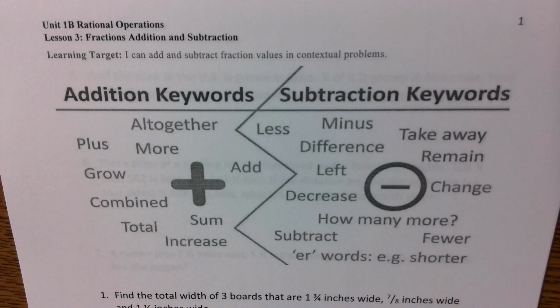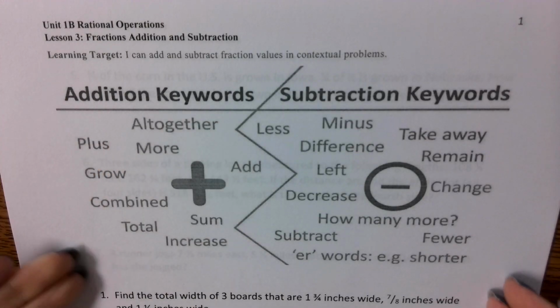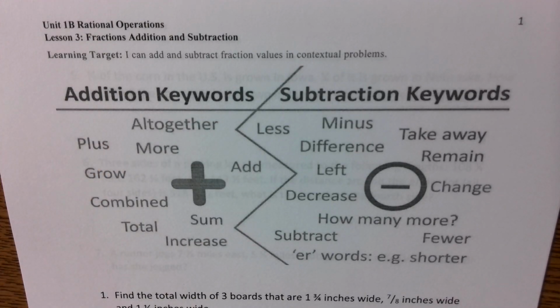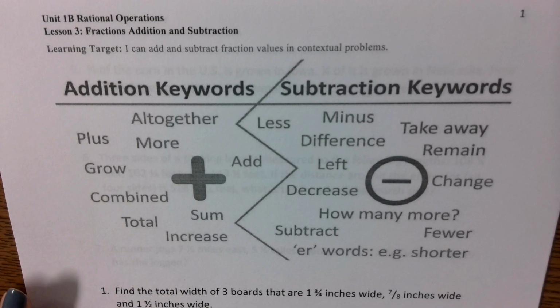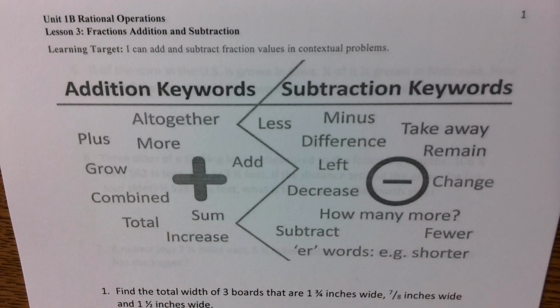So our learning target for today: I can add and subtract fraction values in contextual problems. If you notice, we have our listing of our words again for addition and subtraction. Our only focus for today is just those addition and subtraction problems. It's no different than when we were doing it with integers. You'll notice that the list is the same as it was when we were doing our integer problems.